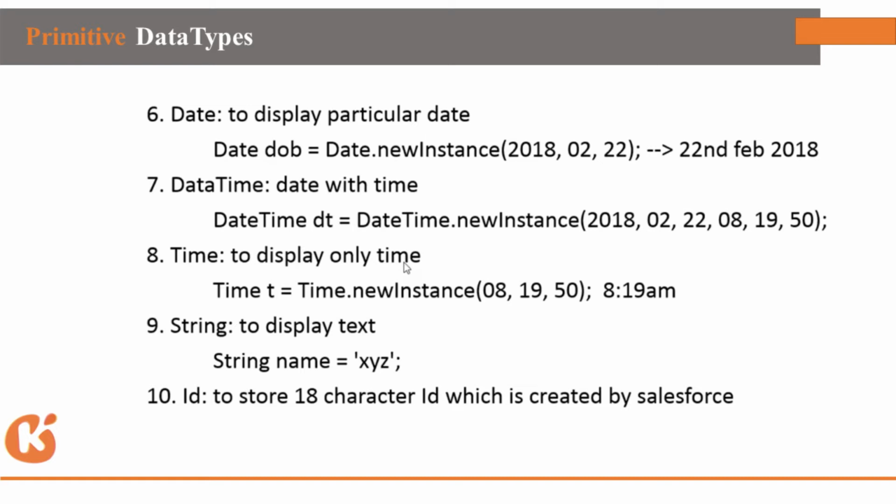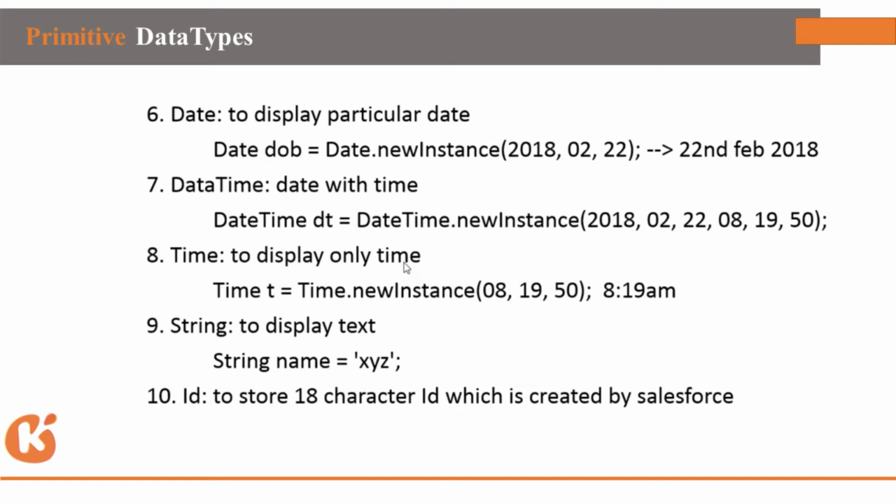Then if you want to display normal text, then go for string. So here you should use quotes. Within the quotes only, we have to give the characters. So if you want to store name, city, like that, then go for string.